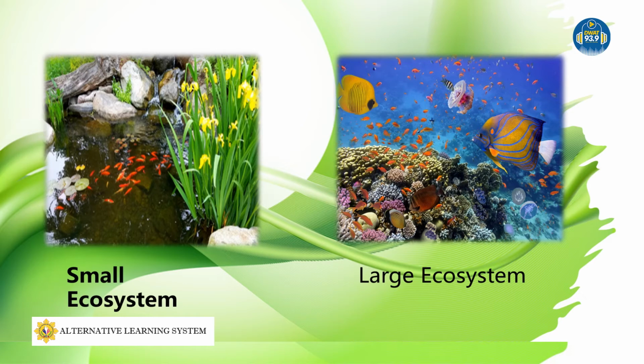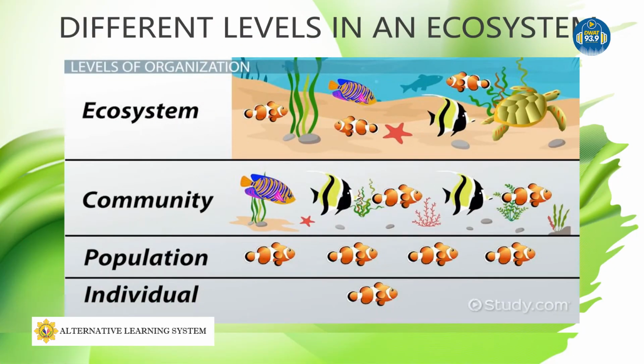An ecosystem may be large, such as a river, forest, rice field, lake, swamp, desert, island, or even a barrio or a town. Different levels in an ecosystem. As you can see on the table, we have here ecosystem, community, population, and individual.